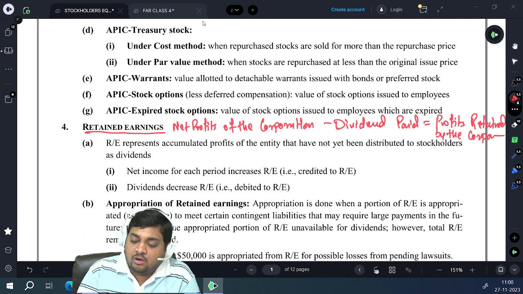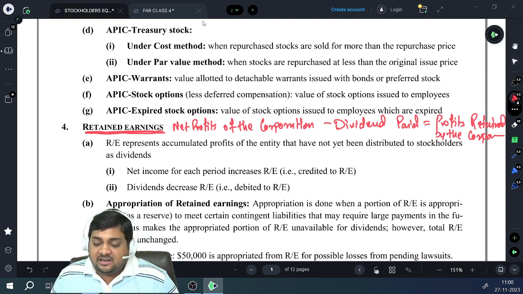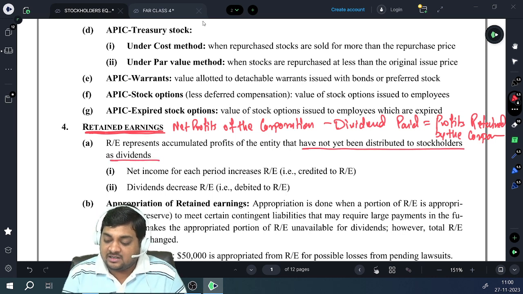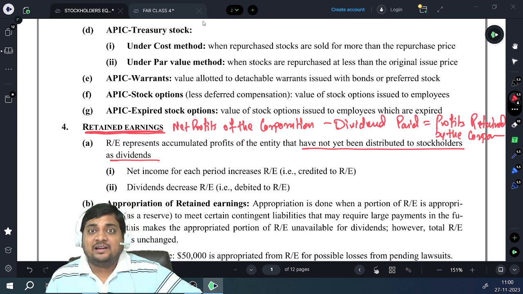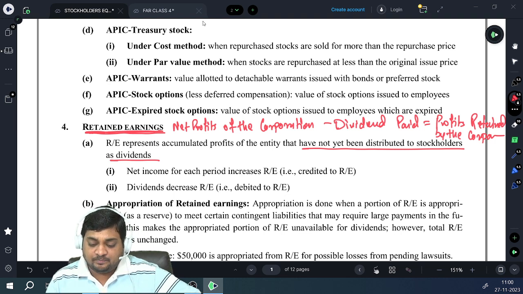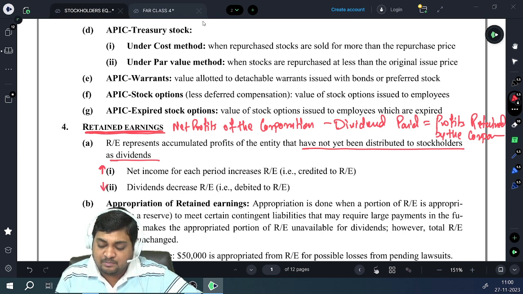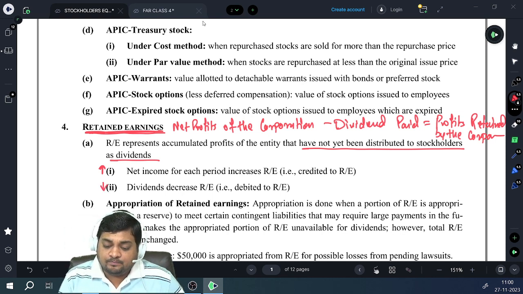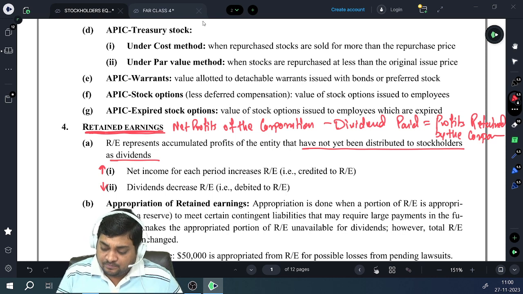We know that in order to have proper growth of the corporation, we need to plow back profit, then only can we see the effect of growth. Now this retained earning represents accumulated profit which has not yet been distributed to the stockholders as dividend. It increases when we have net profit, and it decreases when we pay dividend. Simple. Net profit earned in each period is added to retained earnings, and whatever dividend you paid will be subtracted from retained earnings.